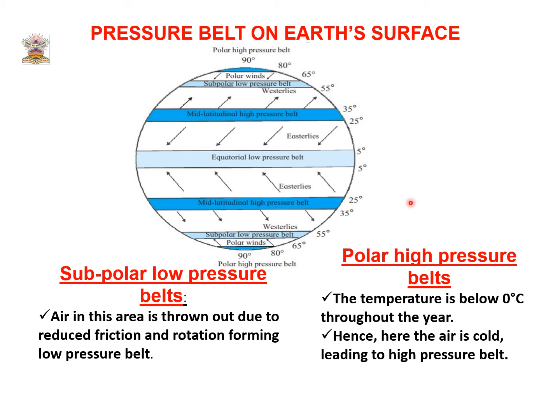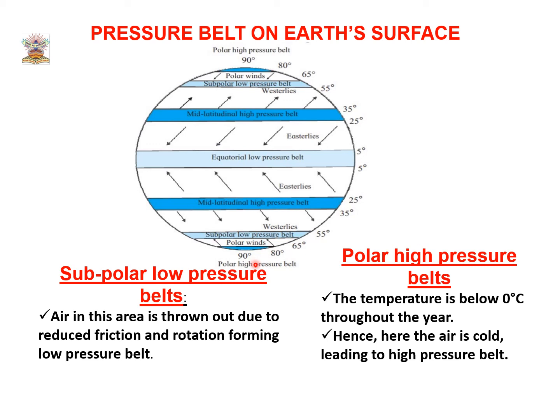And now let us learn about the polar high pressure belt. The temperature there near the polar region is below 0 degrees throughout the year. It is very cold. So the high pressure belts are formed over here, right on top. In both the hemispheres you can see the polar high pressure belt because it is very cold. They generally occupy the area between 80 degrees to 90 degrees parallel in both the hemispheres.